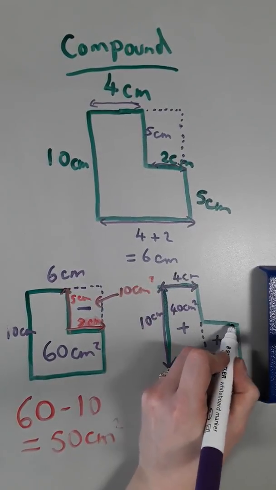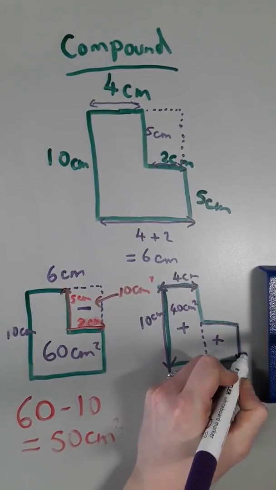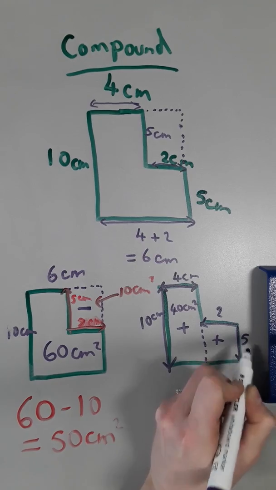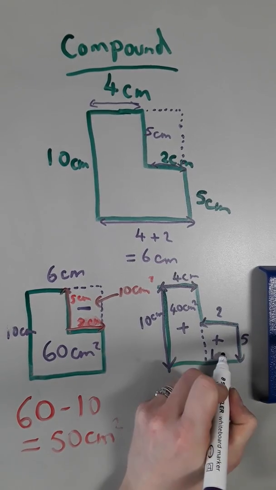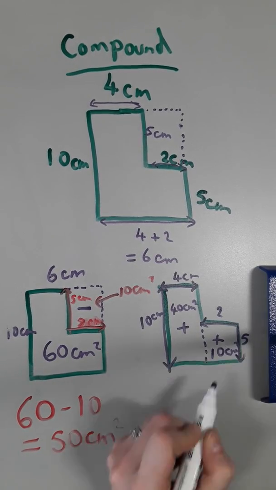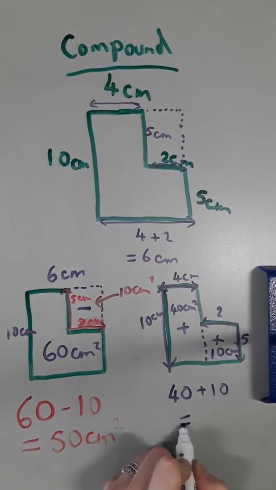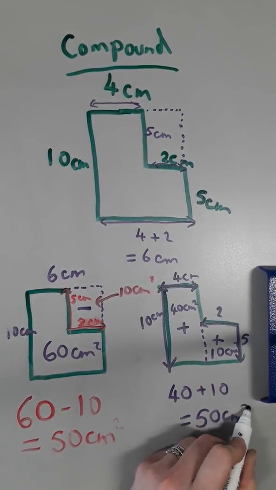And then this one, I'm going to do this length times this length because those two are perpendicular to each other, and that's going to give me 2 times 5, so that gives me 10 centimetres squared. Now I just need to add them up, so I have 40 plus 10, which equals 50 centimetres squared.